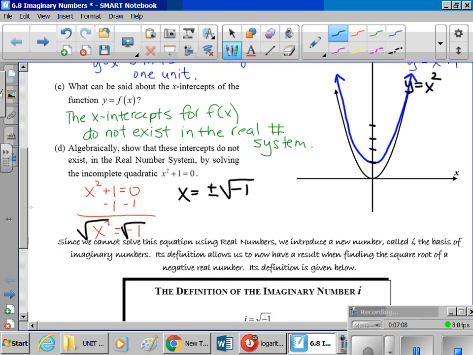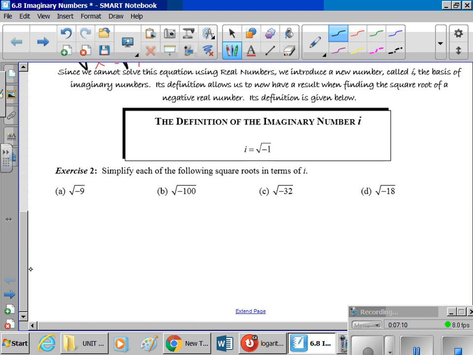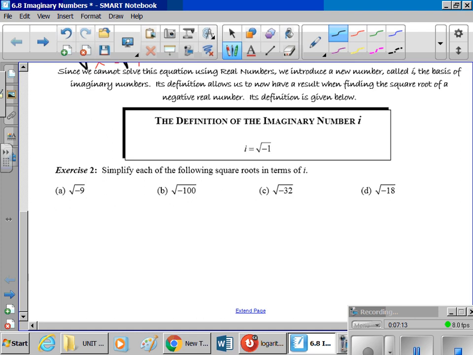So since we cannot solve this equation using real numbers, we introduce a new one called the letter i. i is the square root of -1. So when we simplify these, like in exercise 2, in terms of i, I can rewrite the square root of -9 as a real portion and an imaginary portion. The real portion, the square root of 9, is 3, and the imaginary portion is i. And you can continue to do that with the rest of these, the real portion and the imaginary portion.